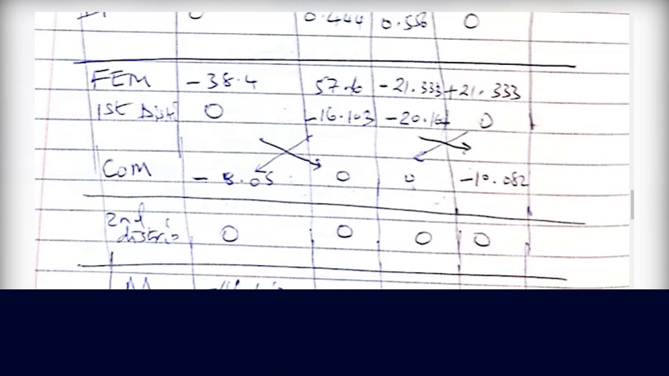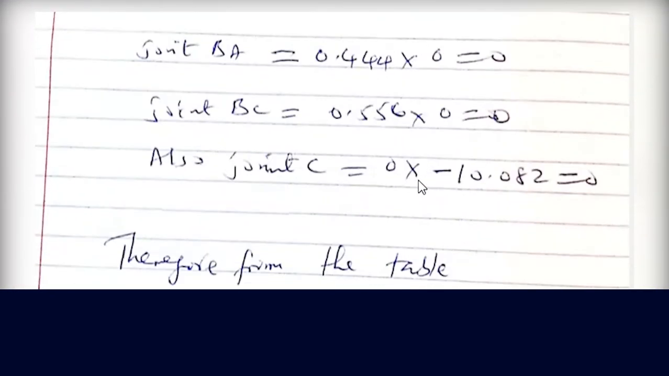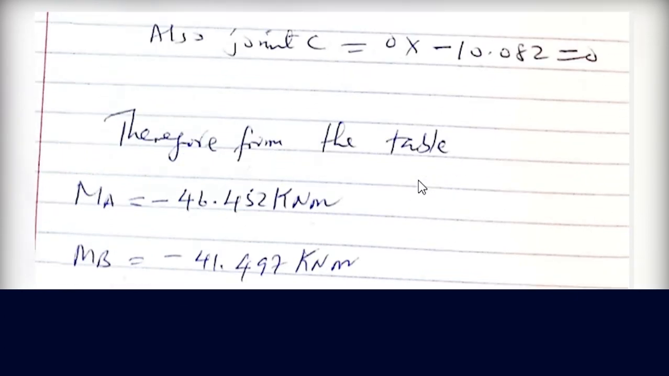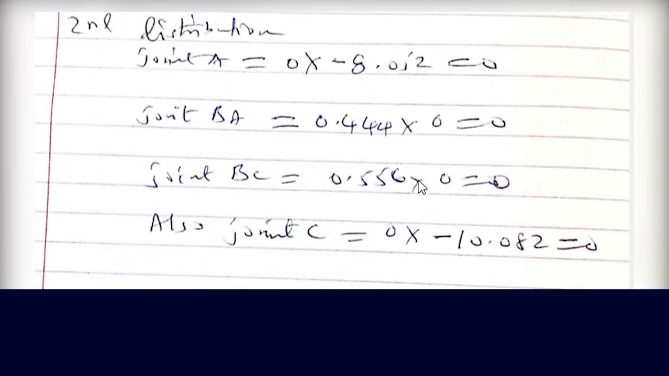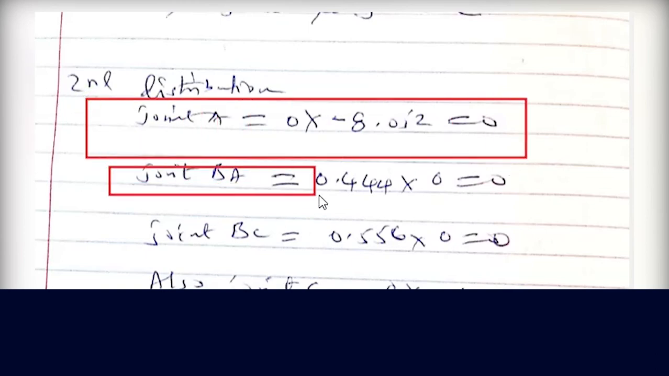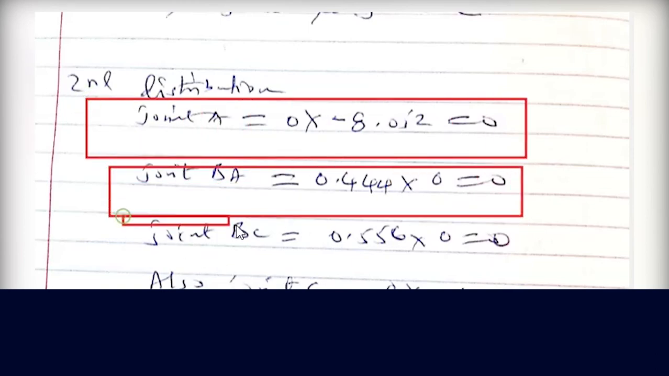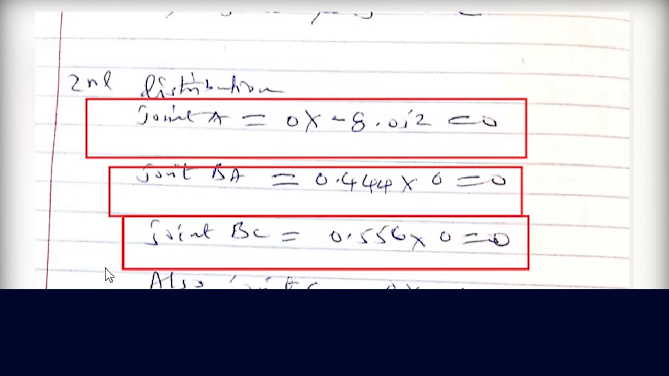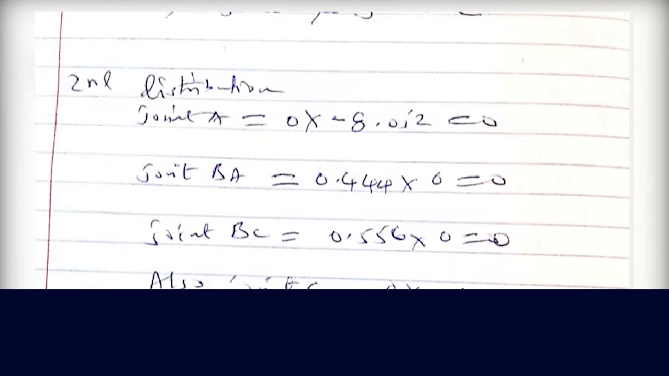So that's the way you can simply calculate your value. Now in conclusion, from the table, as we said, this was the second distribution, where the value at the moment distribution you get 0, which is approaching 0, so the moment is already distributed.